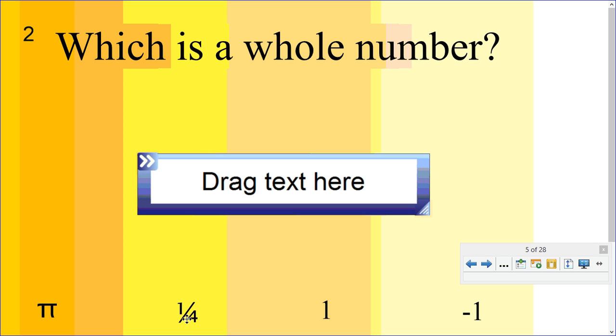1/4 is a fraction. Fractional means rational. So that's not a whole number. This is divided into fourths or 4 parts. 1 would be a whole number, so I'm tempted to put that there. And 1 is a whole number. And notice -1 looks like it would be correct, but because of the negative sign, it's not a whole number. By the way, whole numbers start at 0 on up.